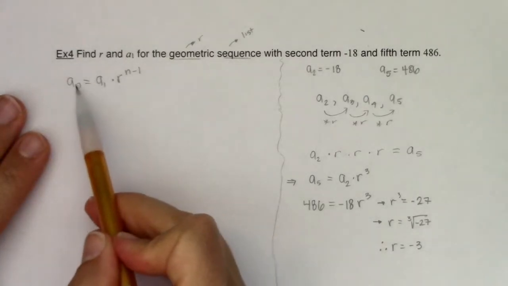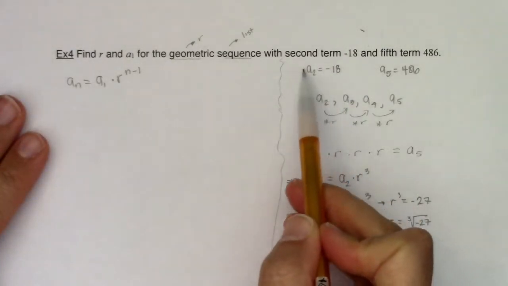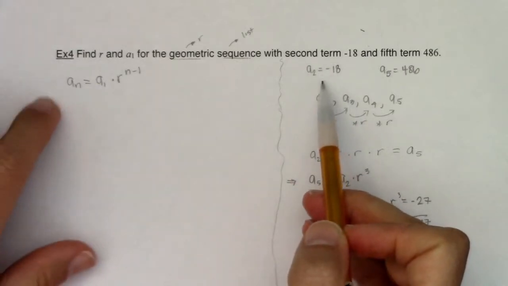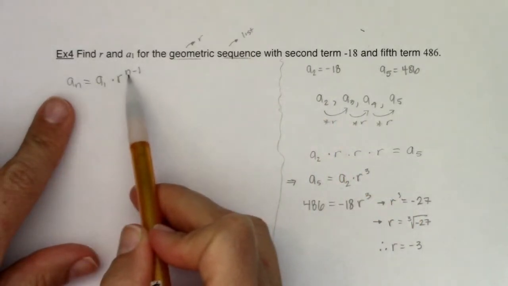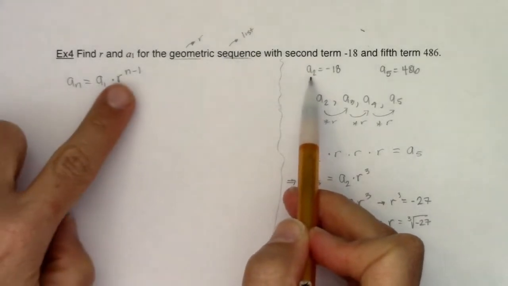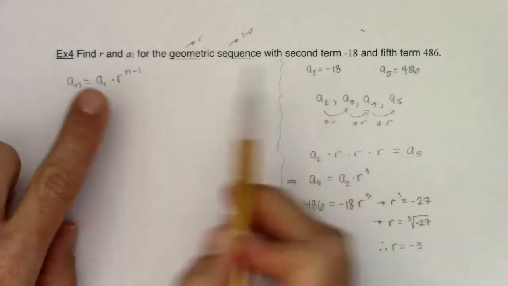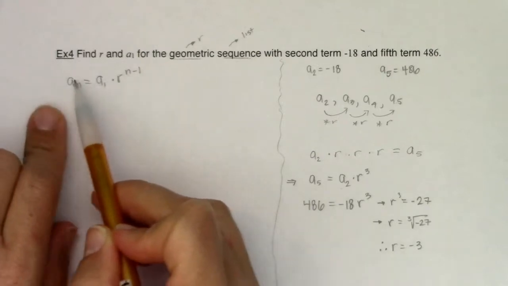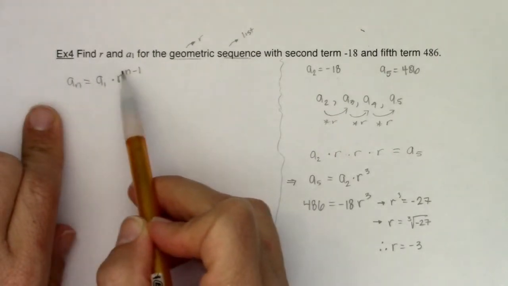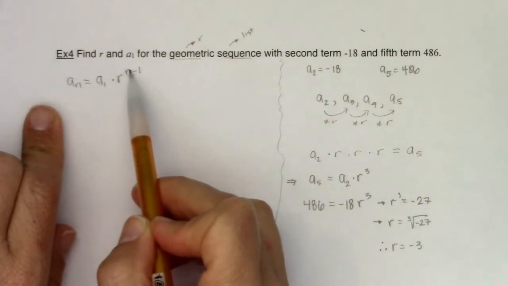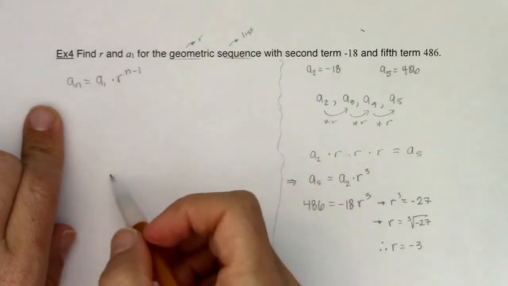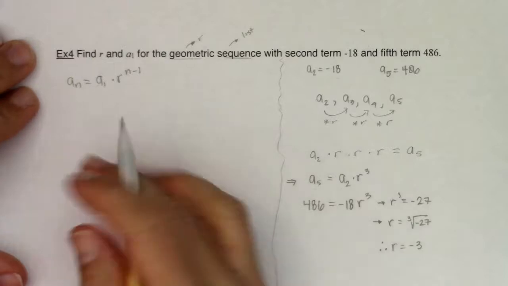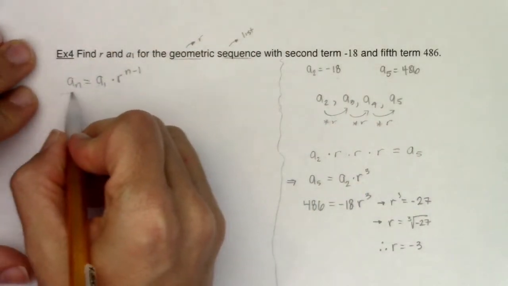All right, I know a sub n values, right? Let's say we use a sub 2 being negative 18. I would know this was negative 18. I would know n itself was 2, right? So 2 here, negative 18 here, and I know my r value. So if I know a sub n, I know r, and I know n, I have 3 of my 4 variables, and I can solve for a sub 1. So let's try to work this. All right, so here we go.